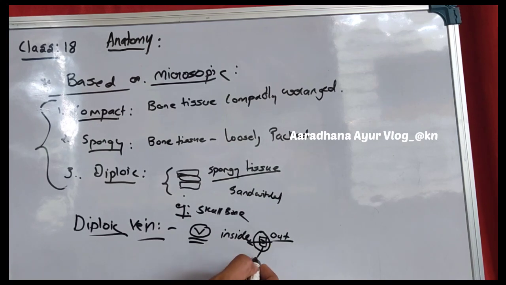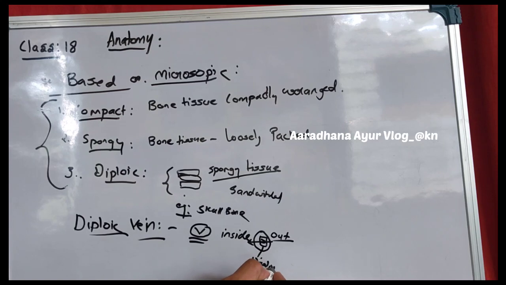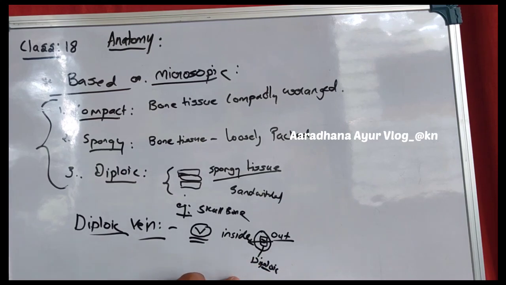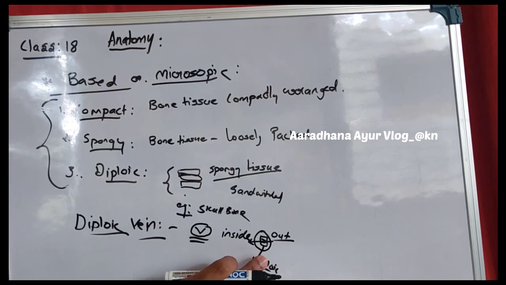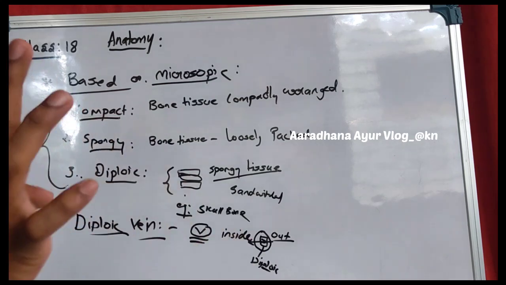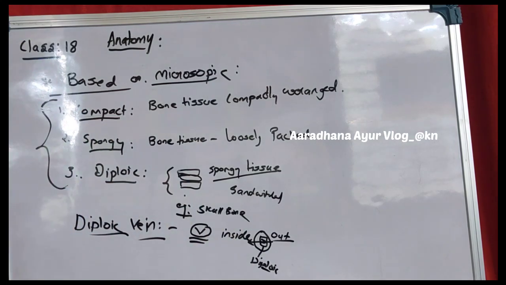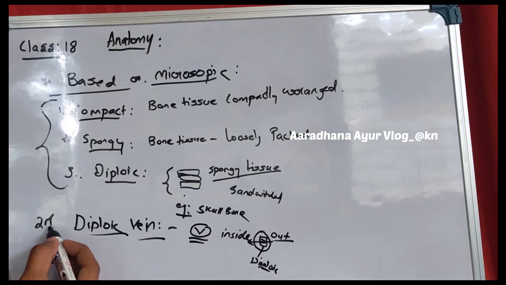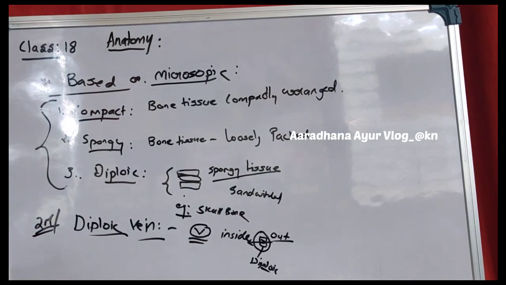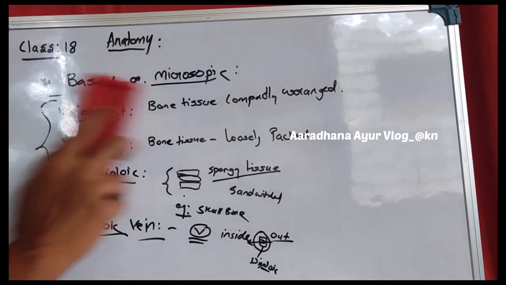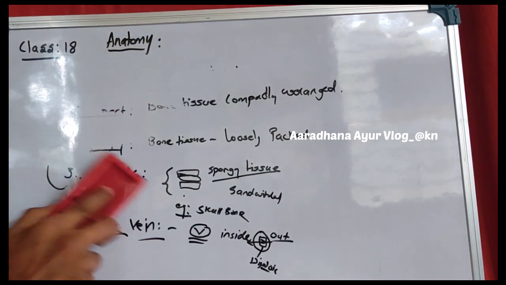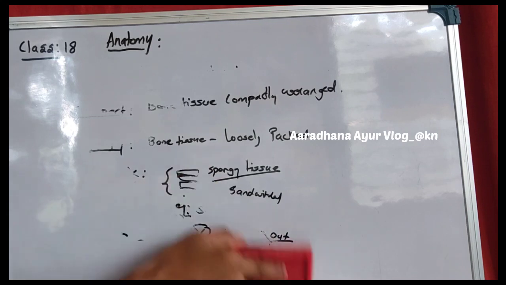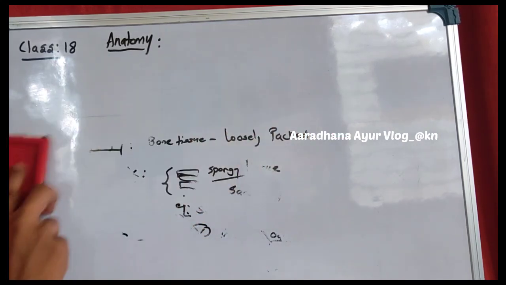This is the diploic which we already told about, that is sandwiched between the two compact bones. So these are the veins that are passing from outside to inside, piercing through the diploic. That is what is called diploic veins. It can be asked for 2 marks or as a sub question in any of the questions. So next let's discuss the classification which is based on embryology.